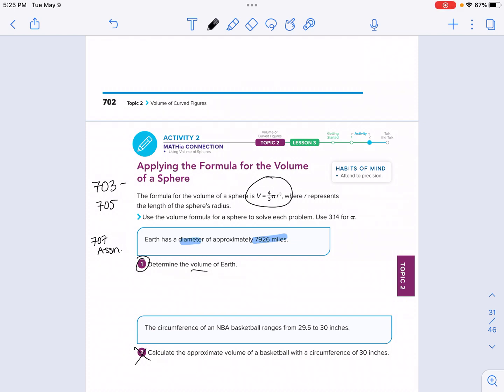All right, we are on page 703. This will be our second to last lesson. We're going to go from 703 to 705, skipping around, but I think overall completing 4 problems and then getting to our assignment on 707.